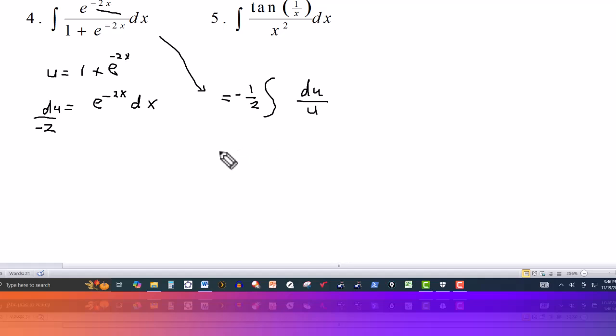Again, same formula we just used. This is going to be negative 1/2, and the integral of du over u is the natural log of absolute u. But this u, 1 plus e to the minus 2x, cannot be negative, so I don't need absolute values here. I just put 1 plus e to the minus 2x. So the answer for this one then is negative 1/2 natural log of 1 plus e to the minus 2x. And of course I have the constant of integration. And that's the solution to that one.